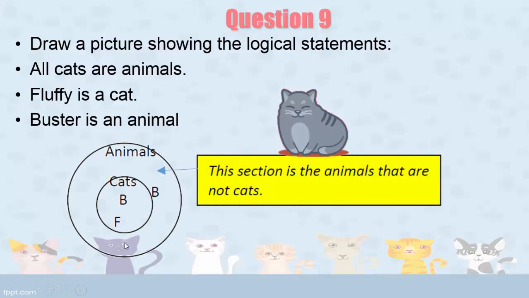Here's animals, here's cats. All right, so we know Fluffy is a cat. That's made very, very clear. And we know we have the animals, and we know cats go inside animals. But Buster is an animal, but it could turn out that Buster is a cat. Buster could be the name of a cat, or Buster could be the name of, let's say, a snake. A snake is an animal, but a snake certainly is not a cat.